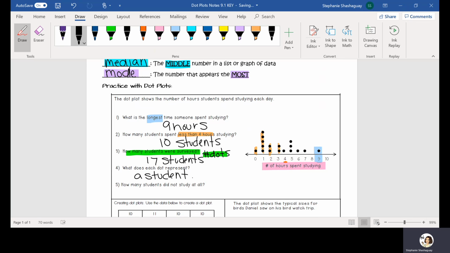Okay. And how many students did not study at all? One student did not study at all. And that can be seen right here. It's a little too dark, and that's why I was afraid to use that. But one student did not study at all.